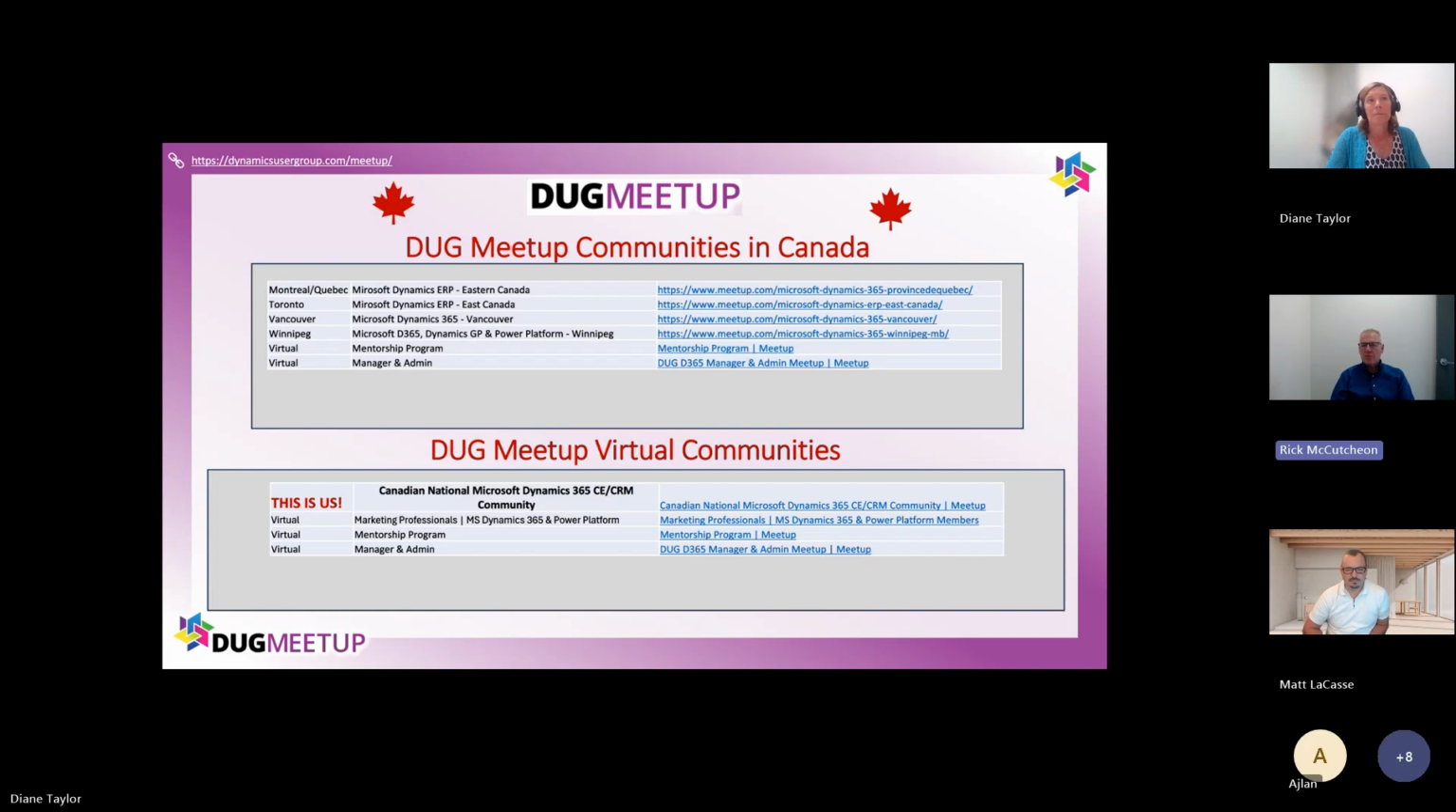And then we have mentoring programs. So if you're an up and comer and looking for some mentoring help, that is available. And then we have a managers and admin session we do every month as well, more so on the administration side of implementing a project and keeping your CRM healthy. So the DUG Meetup virtual communities, the Canadian National Community is our community. There's also a very good marketing one, so the marketing professionals in your organization can join. I think they get like 400 members now. And then we talked about the mentoring and management and admin.